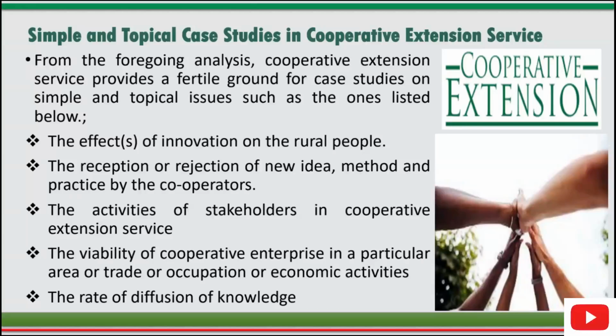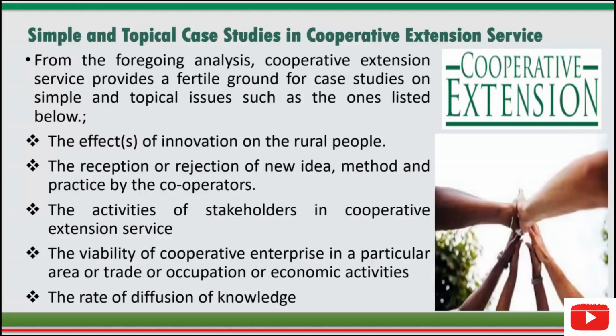Number two, the reception and rejection of new ideas, methods, and practices by cooperators. See, we can easily study this. The activities of stakeholders in cooperative extension services, the viability of cooperative enterprises in a particular area or trade or occupation or economic activities, the rate of diffusion of knowledge in the rural environment. So these are some topical issues that we can easily study.